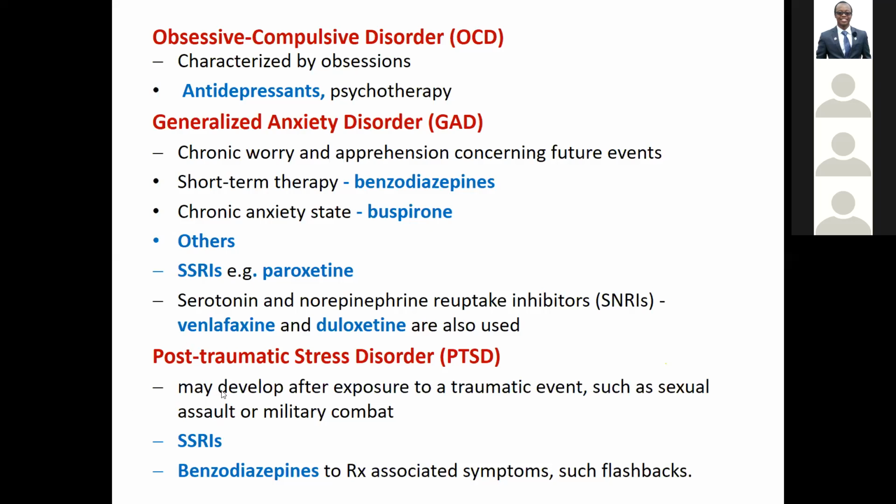For PTSDs, SSRIs are used, but not all of them. There are only 2 SSRIs. At this stage, I want you to go through them and tell me which of these 2 SSRIs have been indicated for PTSDs. Benzodiazepines also have a role for PTSD, mainly for treatment of flashbacks. You don't want a patient to remember an event that resulted in PTSD, maybe a traumatic event like an accident or war.